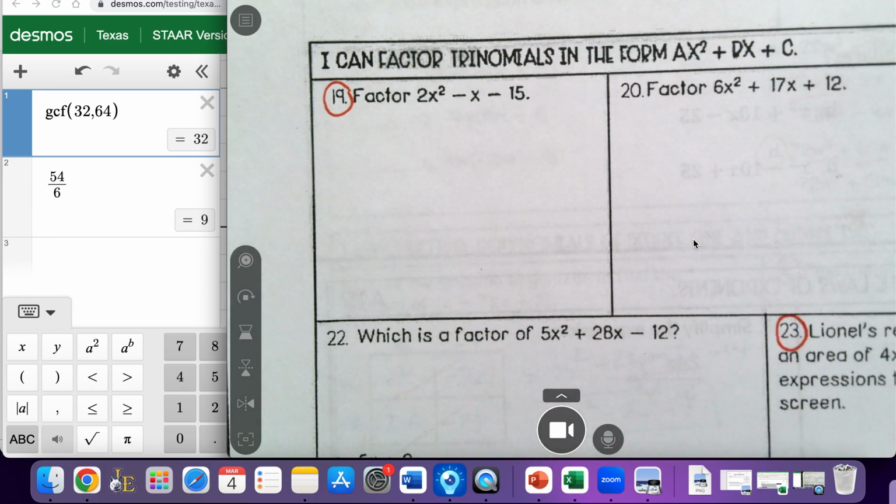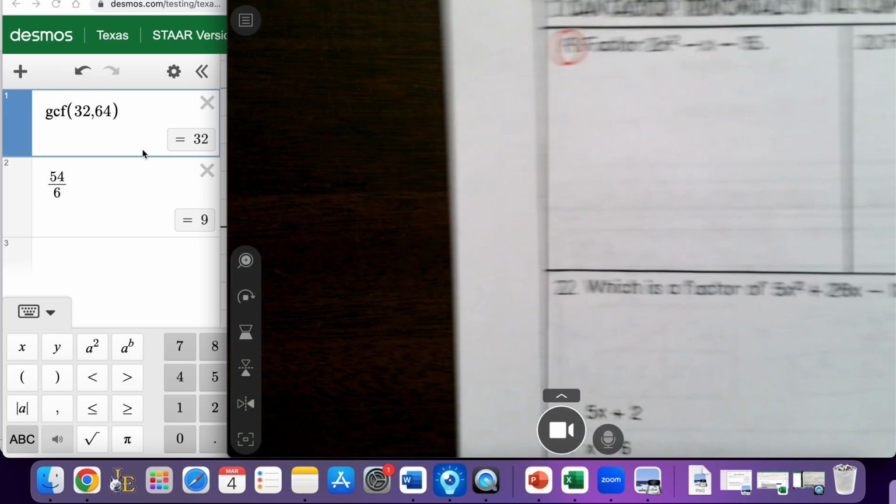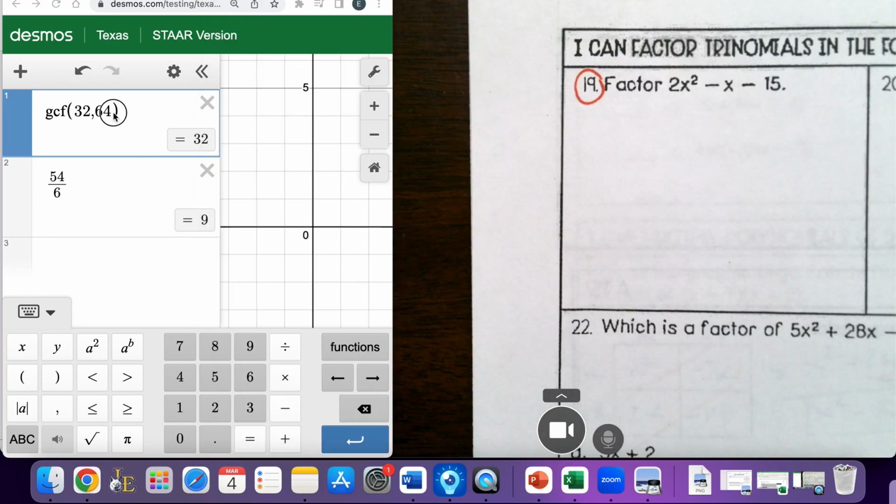I'm going to do something here that I haven't been doing lately, but we've been hitting these problems more often. So I'm just going to double check and make sure that we don't have a greatest common factor here that I can factor out. So we've got a 2, a negative 1, and a negative 15. Is there a greatest common factor between those? And the answer is no. So I can't factor out any greatest common factor here to make this problem a little bit easier for me.